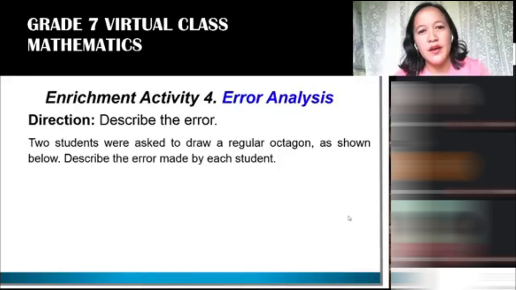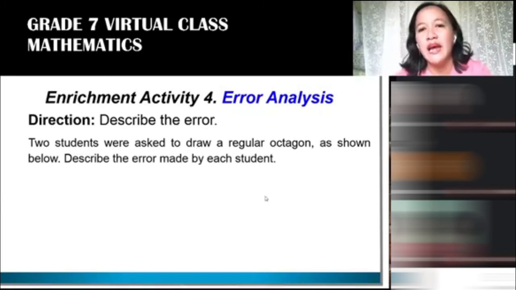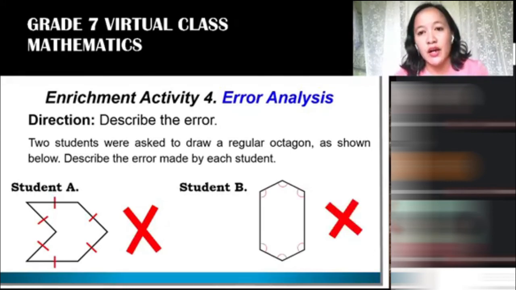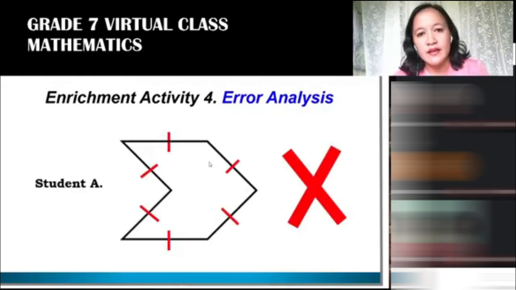Okay. Now let's go on with our enrichment activity number 4. Error analysis. So you're just going to determine kung saan nagkamali yung ating two students in drawing or illustrating a regular octagon. Okay? So si student A and student B, they are found to have incorrect representation of a regular octagon. So look at student A.